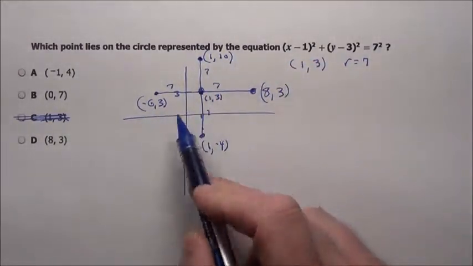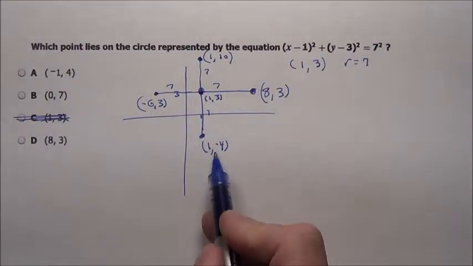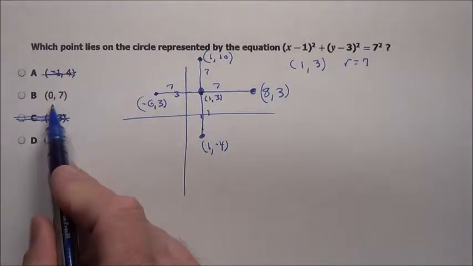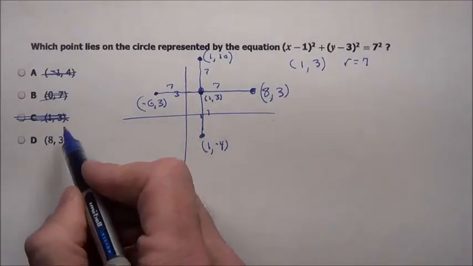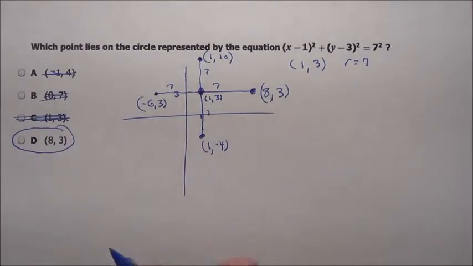So we want to see if any of these are in there. (−1, 4)? No, close. They tried to trick us. That's not in there. (0, 7)? No, that's not in there. (8, 3)? Yeah. That's the one we wanted right there, (8, 3).